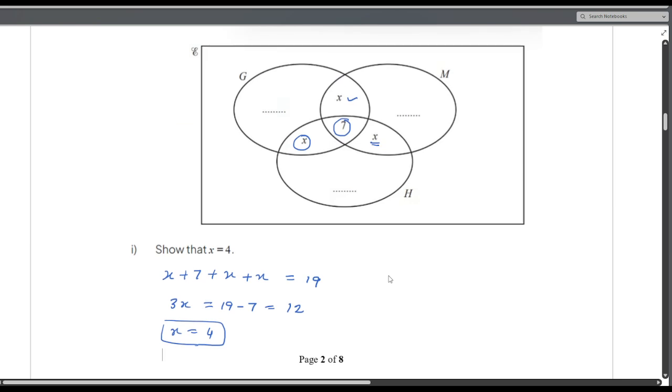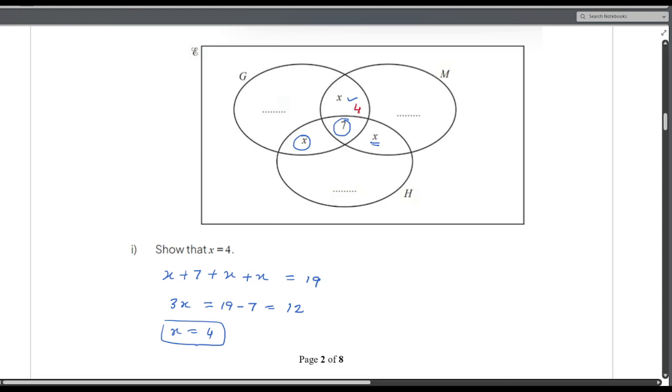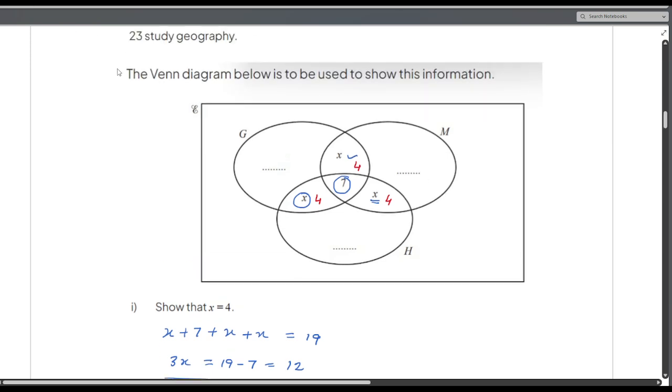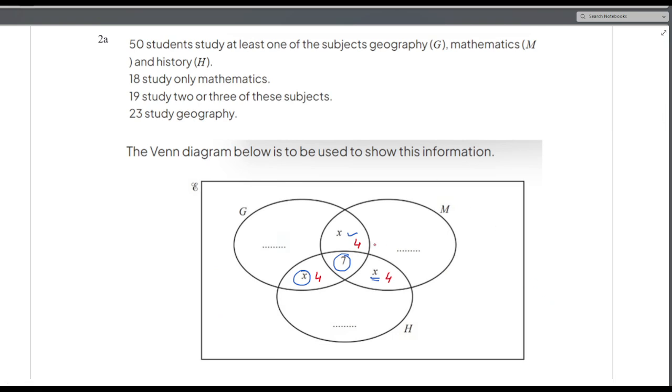So I got the value of x as 4. So in this Venn diagram, this x I replace with 4. So here 4, here 4 and here also 4. Okay, now let us go to the question again. 18 students study mathematics. Okay, so in mathematics if I see 4 plus 4 is 8, 8 plus 7 is 15, 15 students already covered in M.